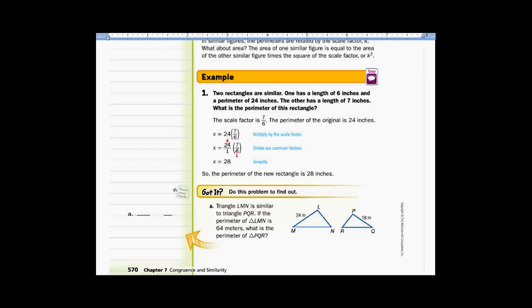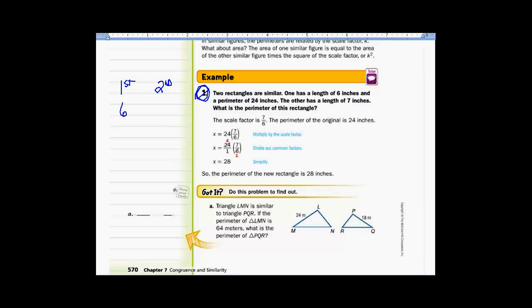So we're talking about two rectangles here on example 1. Two rectangles are similar. One has a length of 6 inches and a perimeter of 24. The other has a length of 7 inches. What is the perimeter of that rectangle? So what I'm going to do is I'm going to have my first rectangle and I'm going to have my second one. All right, so it has a side length of 6.